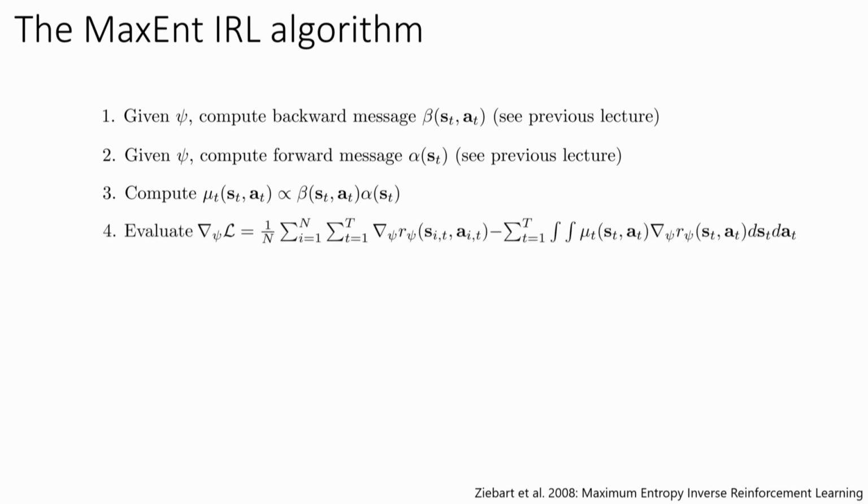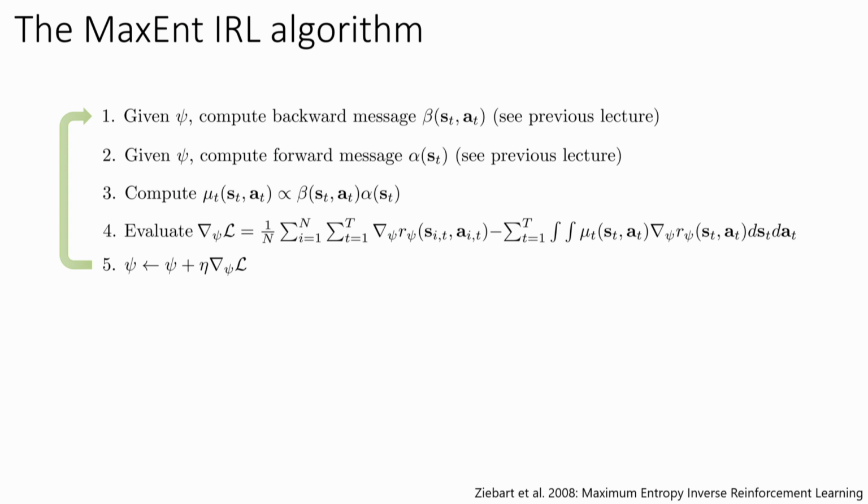Then evaluate the gradient by using either the scary integral or a dot product, which are exactly the same, depending on your tolerance for funny math symbols. And then just take a gradient ascent step on that gradient. So this is basically gradient ascent for learning reward functions. And of course, the worst part of it is calculating these messages and then calculating and normalizing the mu.